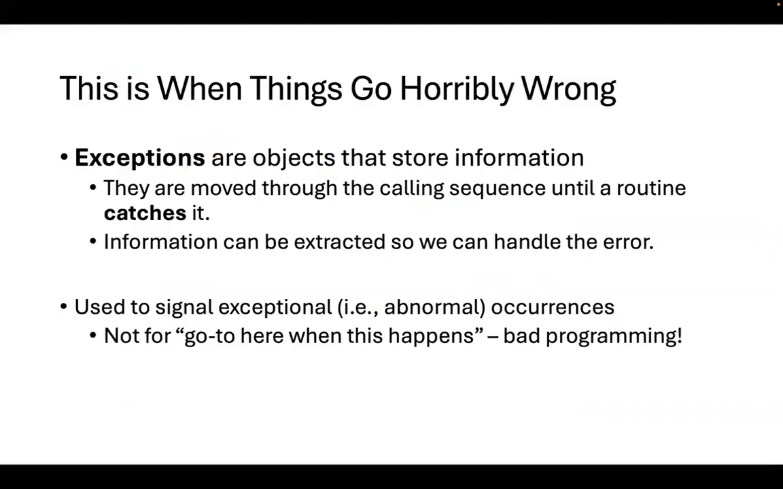And so exceptions are objects that store information. Pretty much everything in Java is an object. Exceptions are objects. Scanners are objects. Exceptions are objects that store information about stuff that goes wrong, and then they get moved through the calling sequence until something catches it. Then you can extract information: oh, that went wrong. Okay, I'm going to report that to the user and maybe end execution.